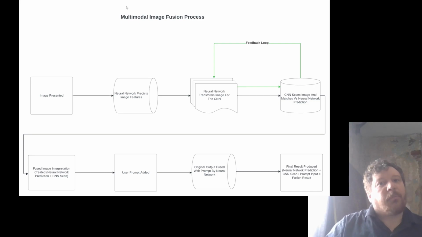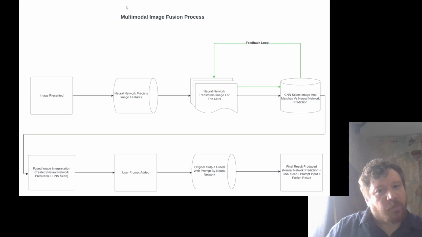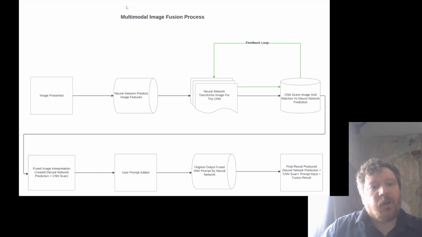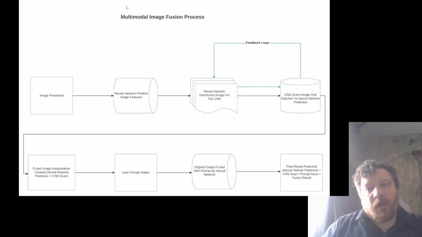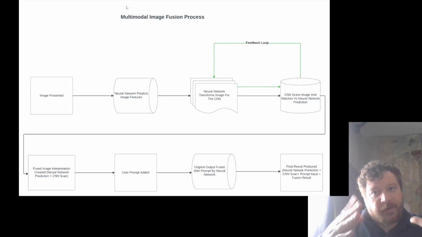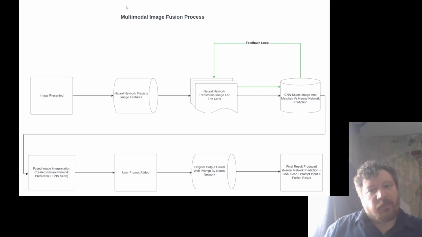Then the neural network takes that output and says, maybe you should improve this or improve that, and this creates a feedback loop that goes back and forth, right? Once that feedback loop executes, the end result is a fused image interpretation, which is essentially the neural network's interpretation plus the CNN scan, and both of those are merged. The CNN scan is like the visual image, here's the processed image that I want you to view. And the neural network is like, here's everything that I've taken in around this, and here's what I think about this. Those two processes are then merged.